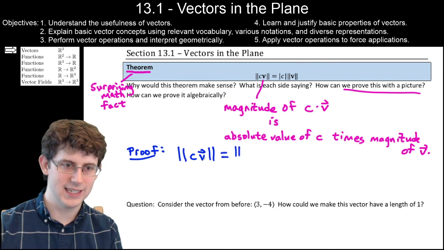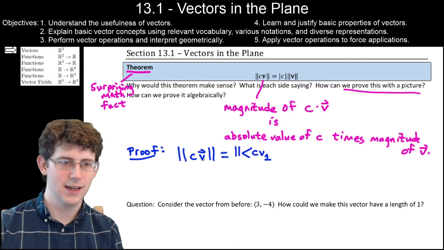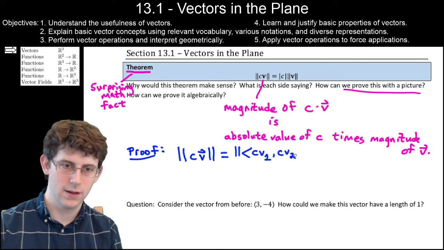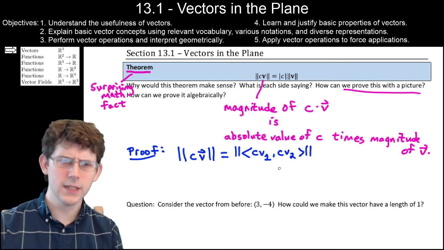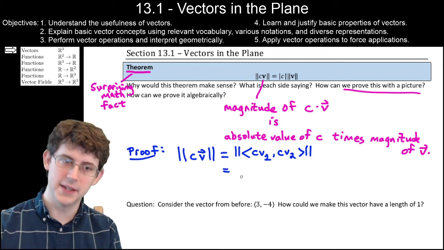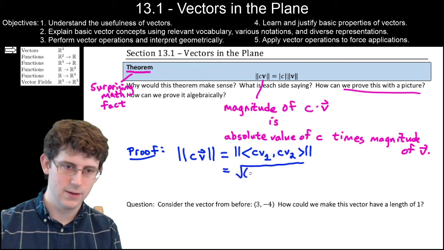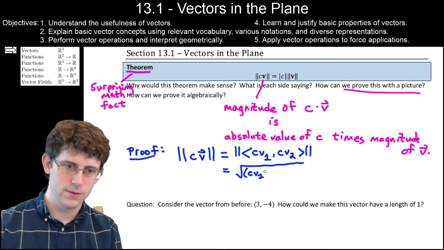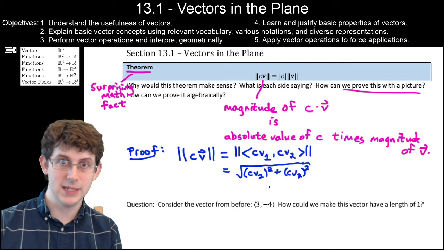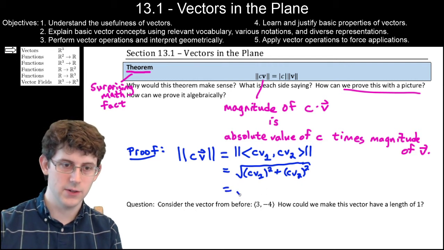So what is cv? Well, cv is you go into the vector and you multiply its two components by c. And then what does the magnitude mean? Well, the magnitude of a vector is, you use the Pythagorean theorem or the distance formula, however you're thinking about it, which is you square the components, add them together, and take the square root. Then there's one algebra trick here, which is both of these terms have a c squared in them. So you can factor out the c squared.